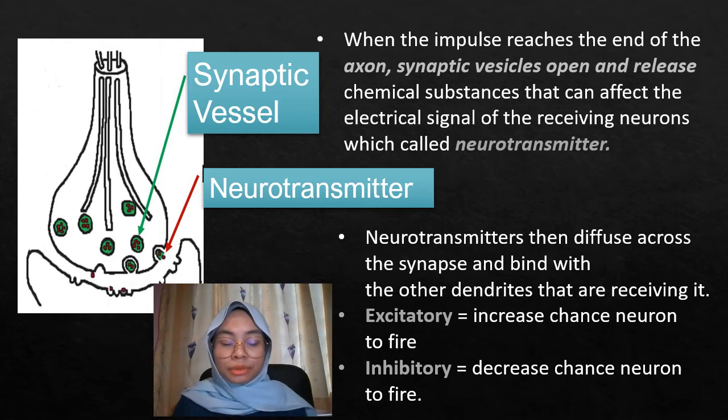There are two types of neurotransmitter, which are excitatory neurotransmitter and inhibitory neurotransmitter. Excitatory neurotransmitter will increase the chance of a neuron to fire, while inhibitory neurotransmitter will decrease the chance of a neuron to fire. Basically, this is a process where sensory input is integrated to decide the appropriate output.